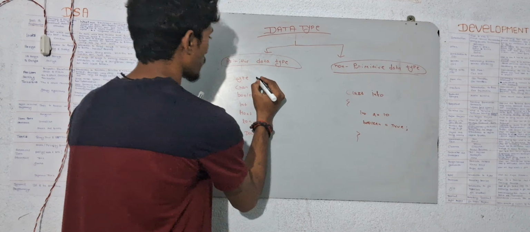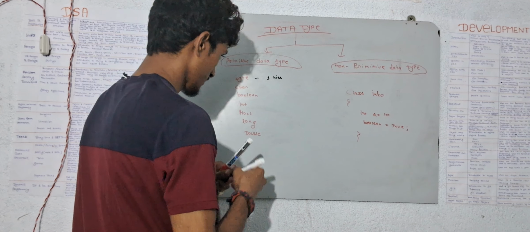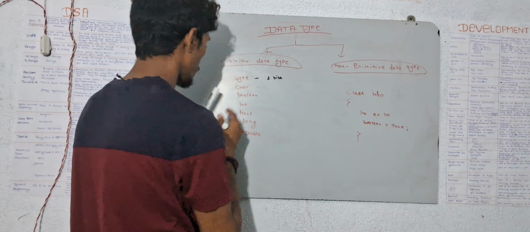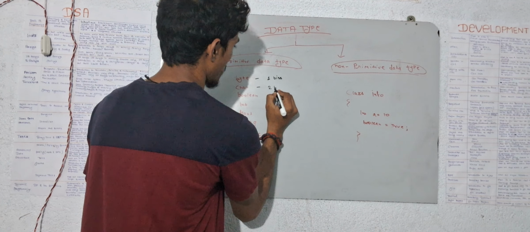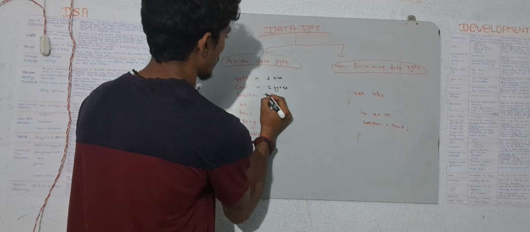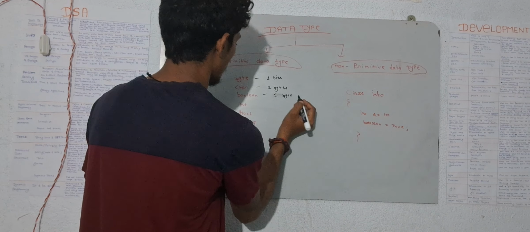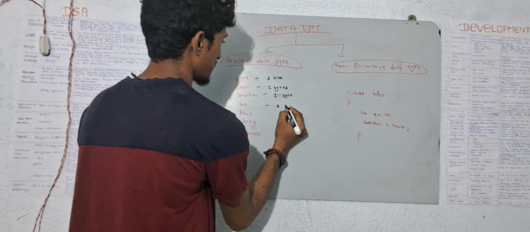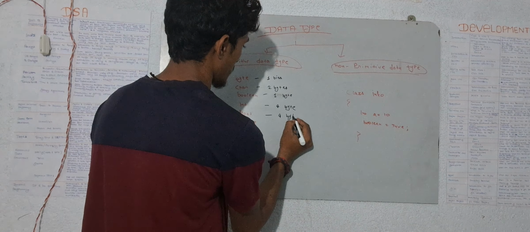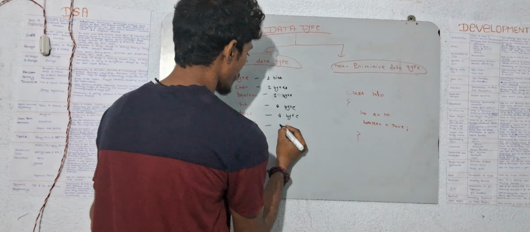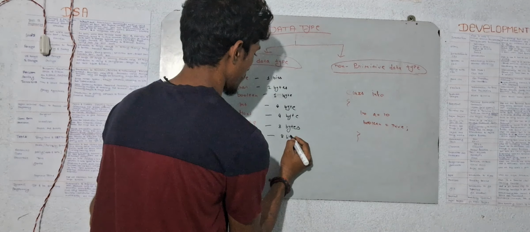In Java, byte has 1 byte, and character has 2 bytes, and boolean 1 byte, and integer takes 4 bytes, and float also takes 4 bytes, and long takes 8 bytes of size, and double also takes 8 bytes.